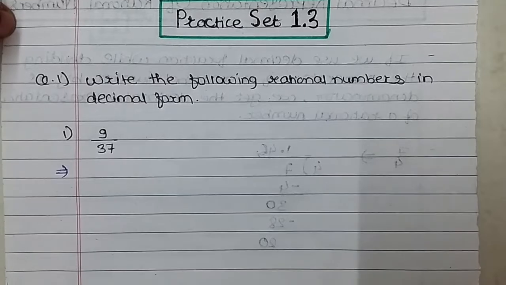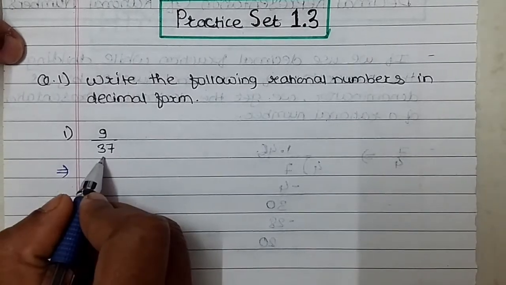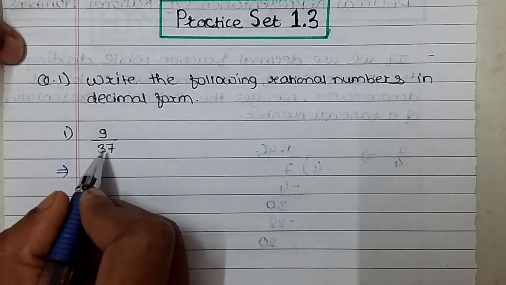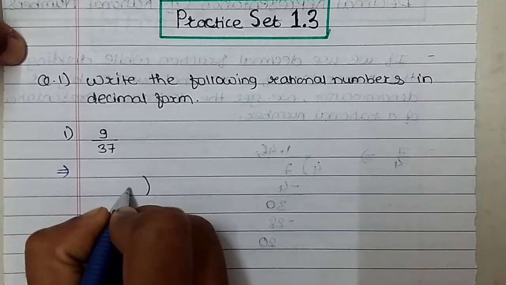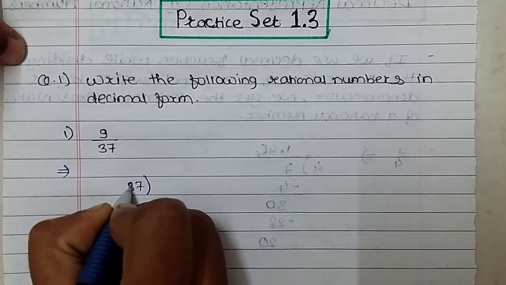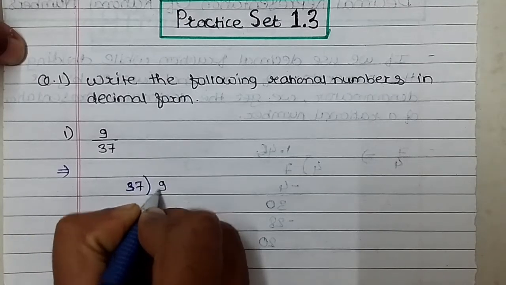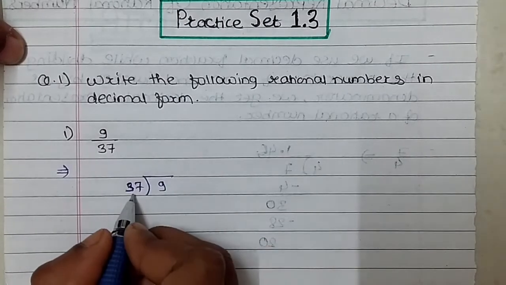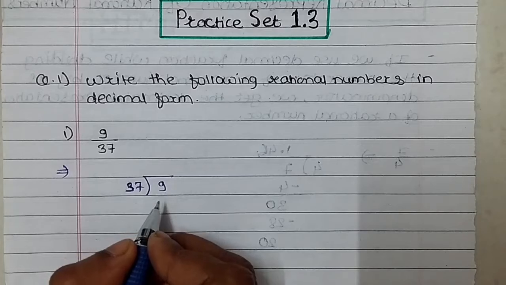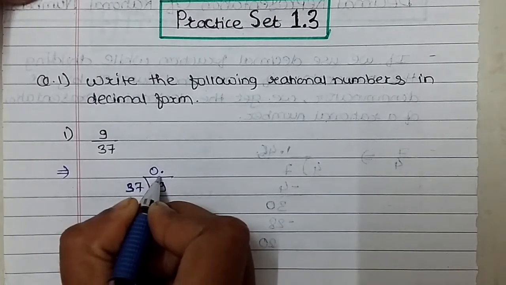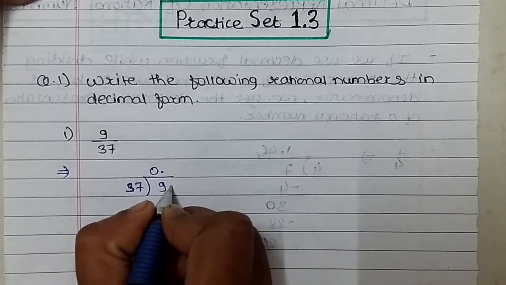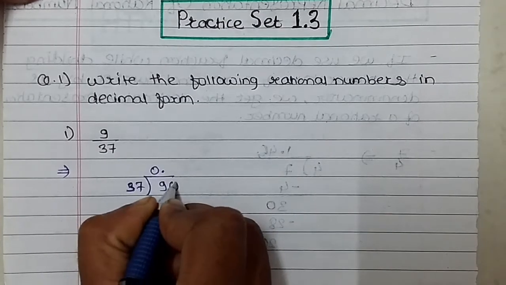So how to write? We want to divide 9 by 37. How to write this one? Put 37 here and 9 here. Tell me, is 9 divisible by 37? No. So we put 0 point here. When we put a 0 point, then add a 0 here. Understand?